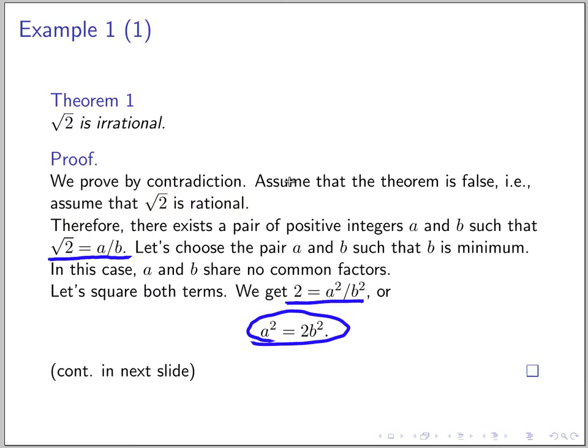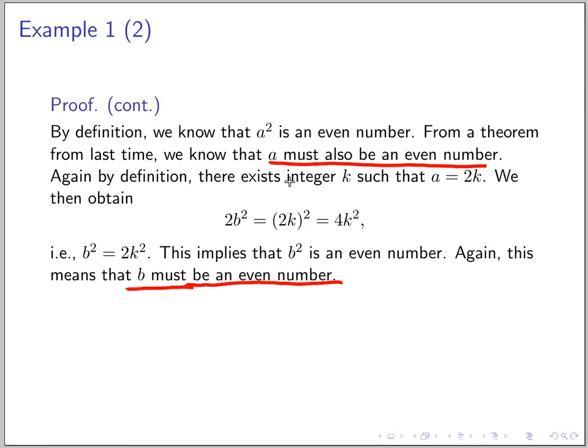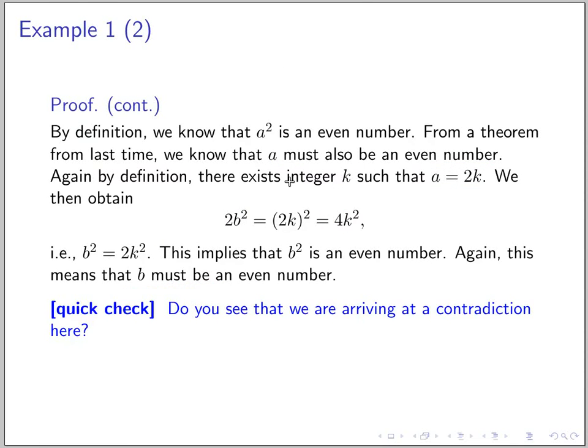From that we do some derivation and we get that A must be an even number and also B must be an even number. We stopped last time to let you think about the contradiction that we get. So if you haven't thought about it, just stop this video and think a little bit more. Alright, so let's see now.